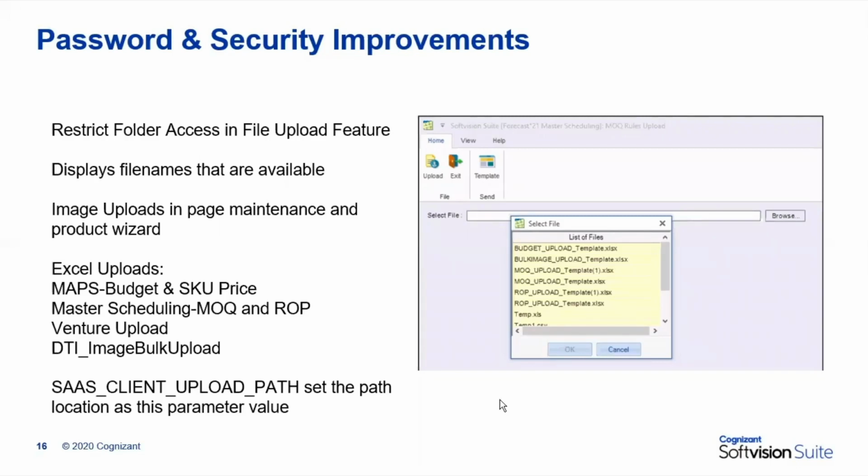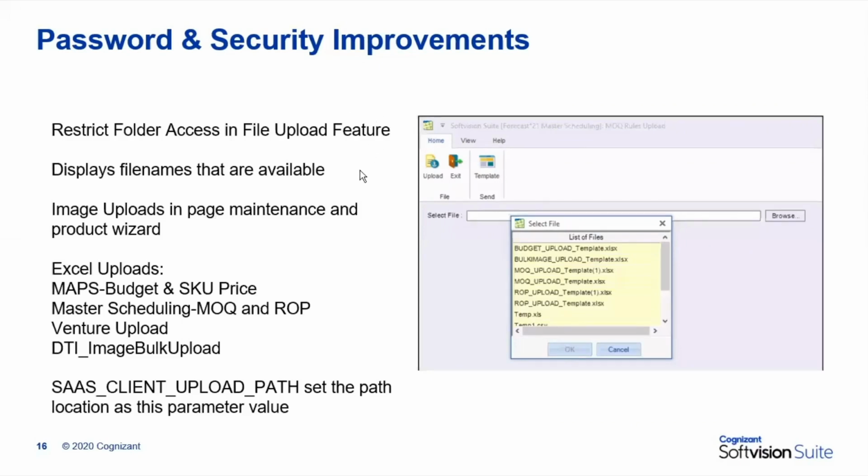This particular screen will now display the file names that are available for you to do any of the uploads. You can choose to select the file and click OK, or you can double click to access it. We allow for image uploads in page maintenance and product wizard. The page maintenance is in our page analysis module. We allow JPEGs, and PNGs and BMPs are also allowed for the images.